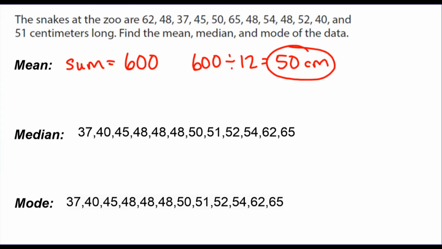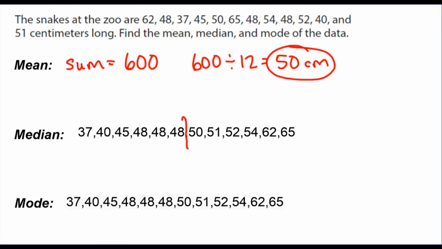And the median is going to be the middle number when they're arranged in order. And I've done that already to save time. And since there are 12 numbers, there's going to be 6 to the left and 6 to the right of the center. So 1, 2, 3, 4, 5, 6. And 1, 2, 3, 4, 5, 6. So this is the middle right here.